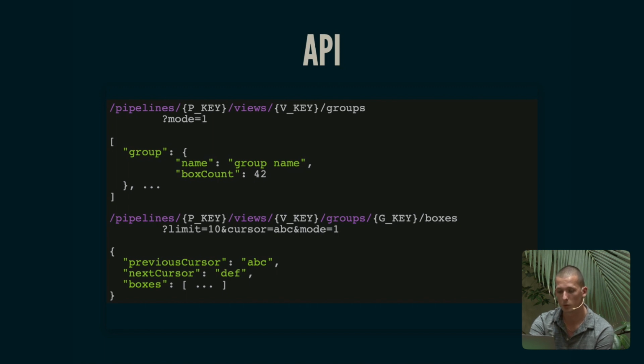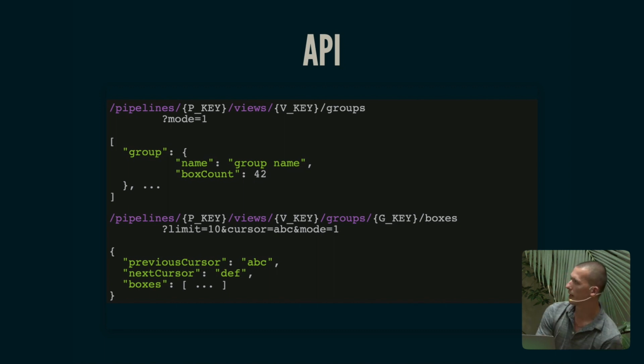So the first part is really similar. We navigate to the group and we pass a group key, and then the boxes, and we pass the limit parameter, which specifies the page size. We pass a cursor and the mode also. And that one returns the previous page cursor, the next page cursor, and the boxes in this page. So that's kind of simple.